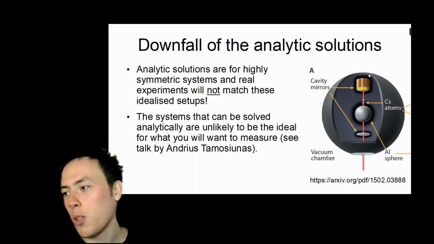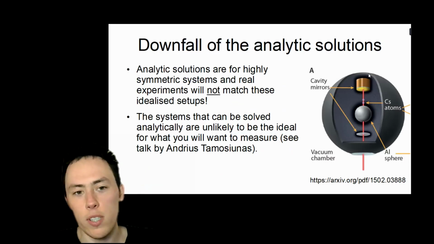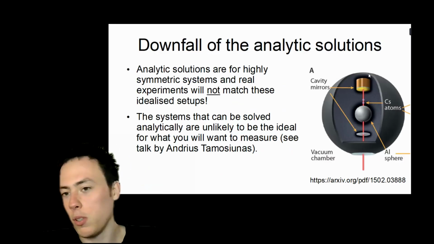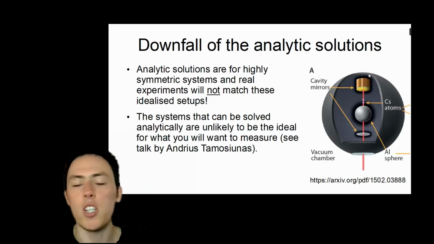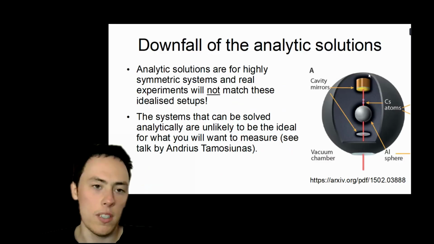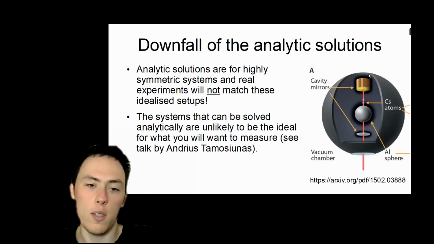And so when it comes to exact or approximate analytic solutions, we're restricted to these highly symmetric cases, but real experiments are going to violate those symmetries. For example, here's a sketch of an atom interferometry experiment. The hole in the sphere you could assume to be small enough that the field doesn't really detect it, but the mirrors are going to influence it. And the vacuum chamber in reality probably isn't going to be spherical.